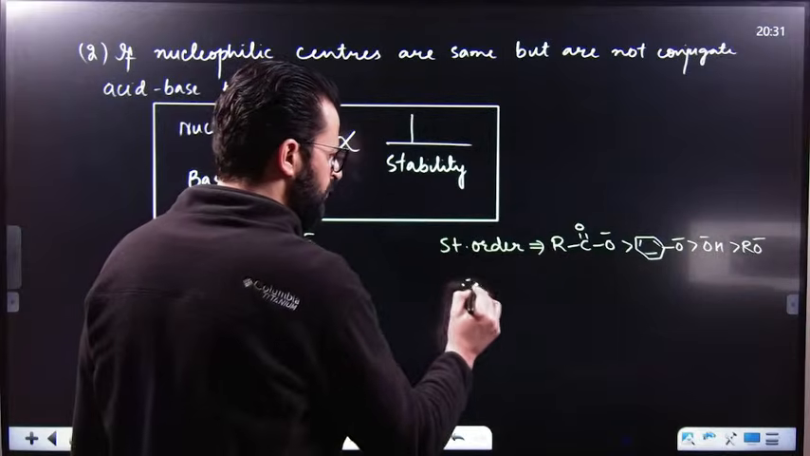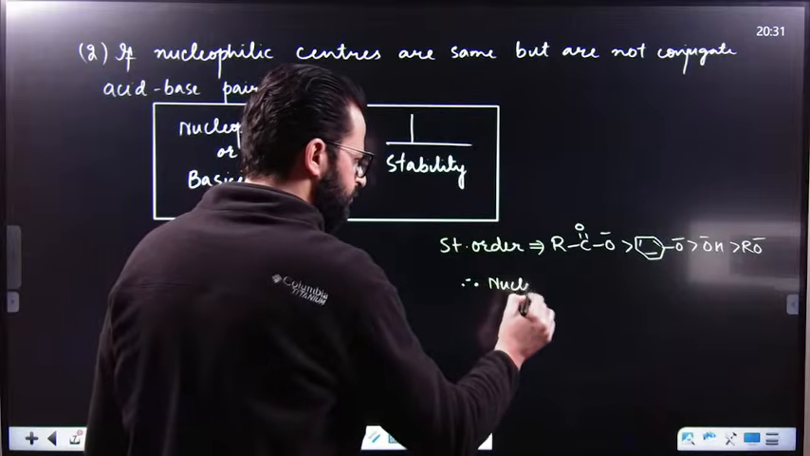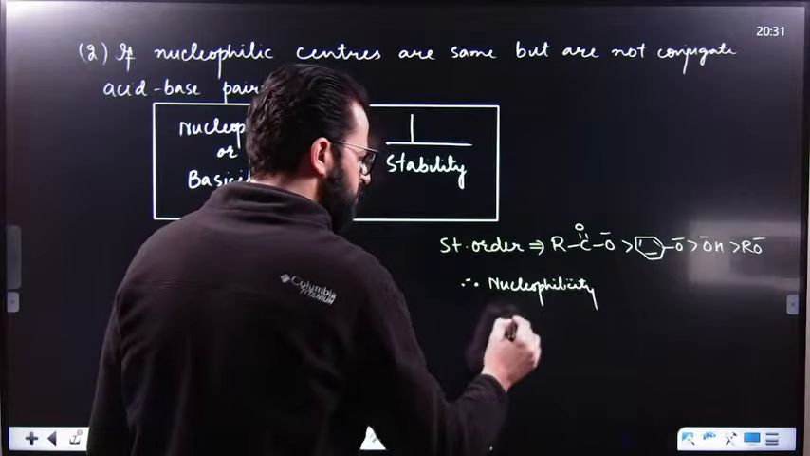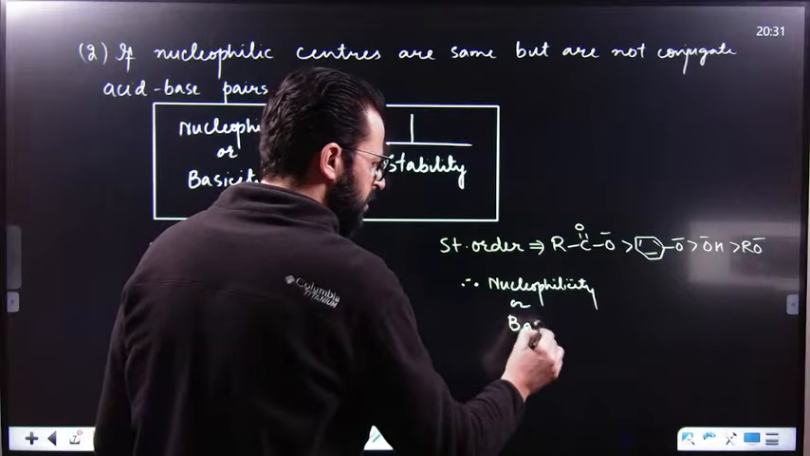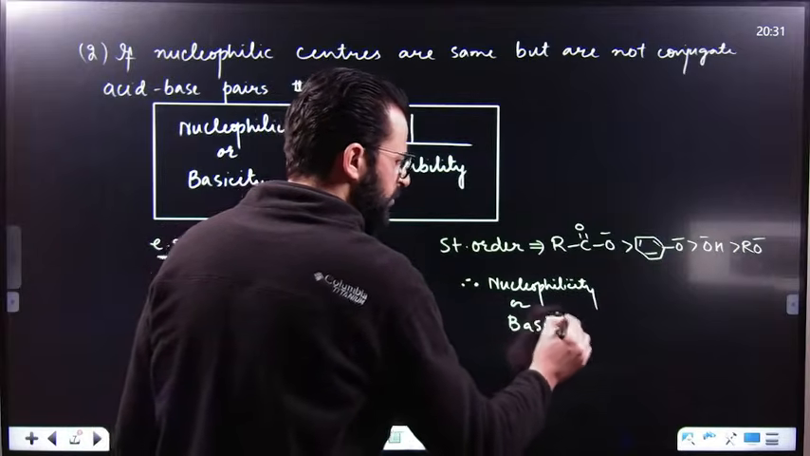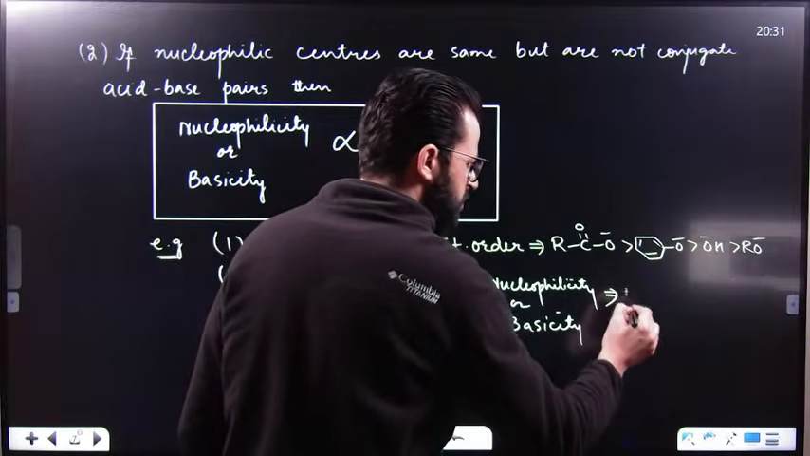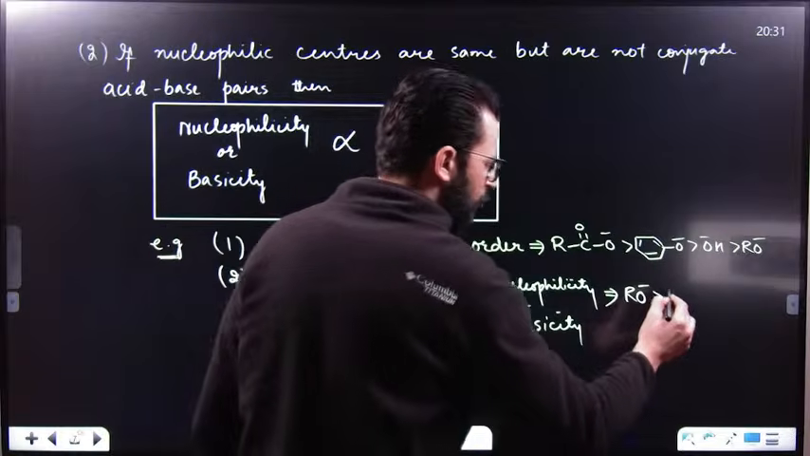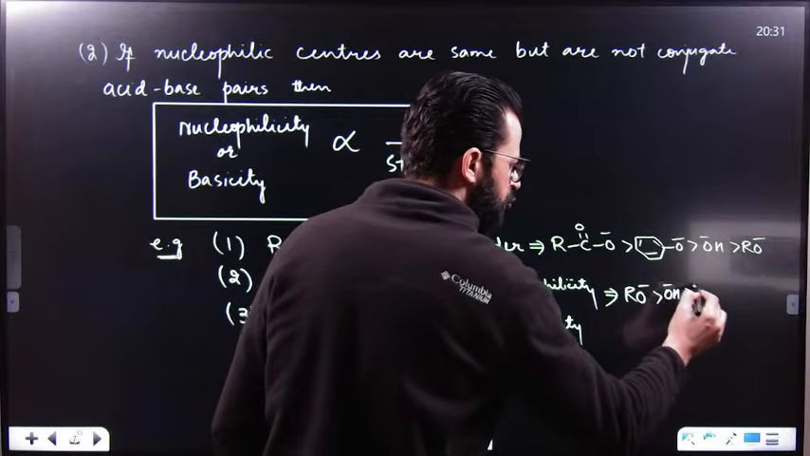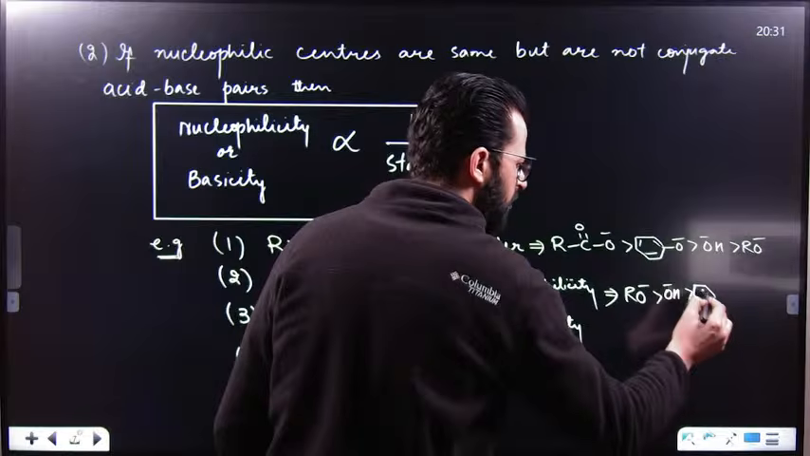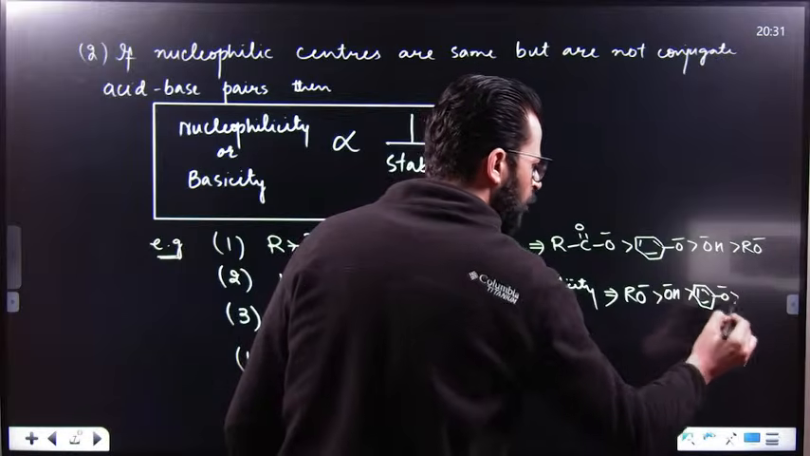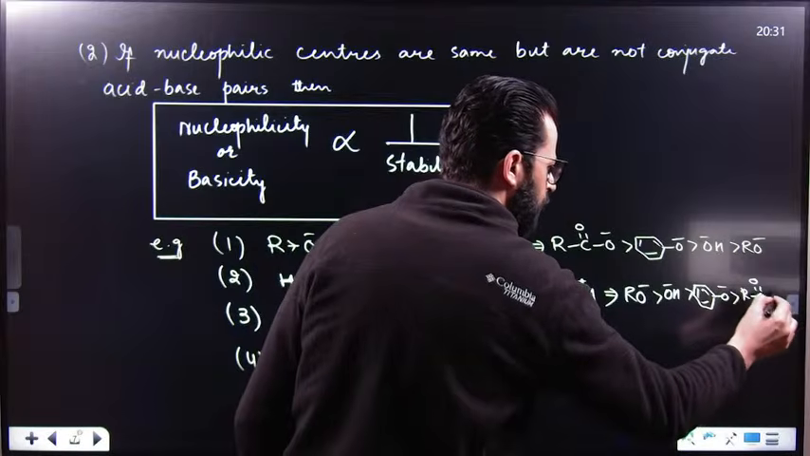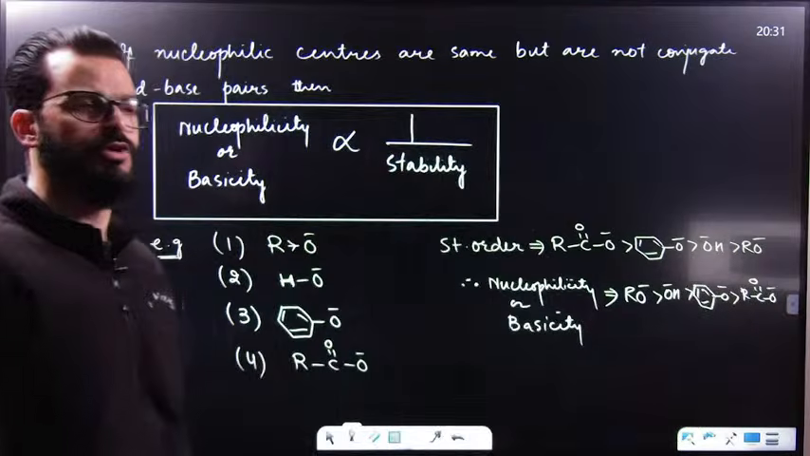Therefore, nucleophilicity or basicity will be simply the reverse, inverse to that of stability. That means RO minus will be a stronger nucleophile or base than OH minus, which in turn is stronger than phenoxide ion, which in turn is a stronger base or nucleophile than RCOO negative. I hope this is clear to everyone.